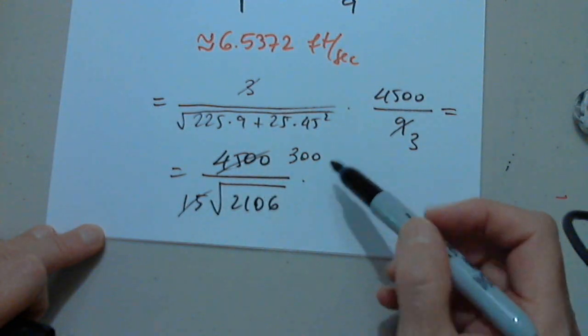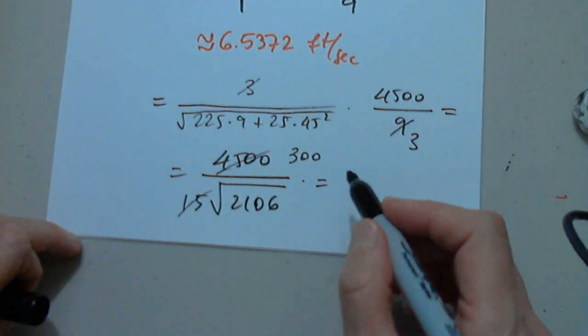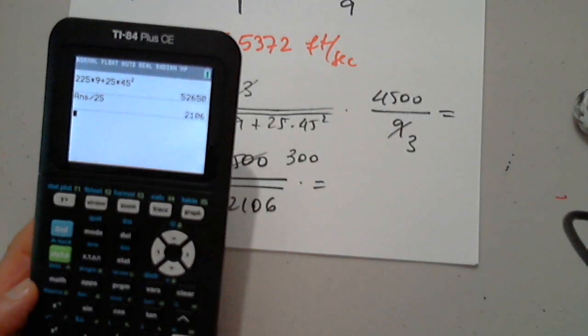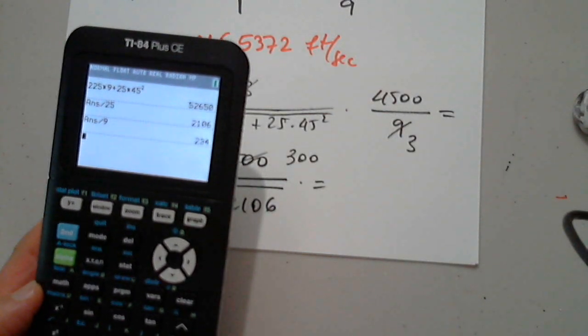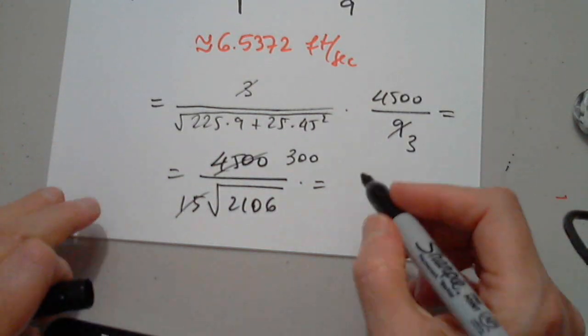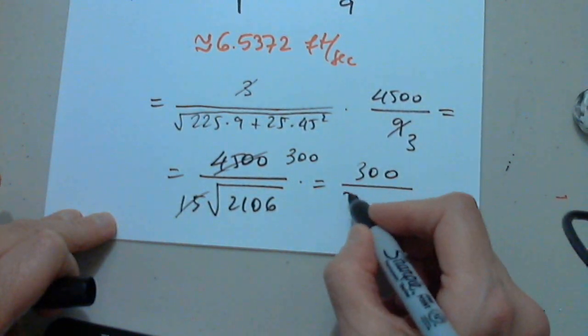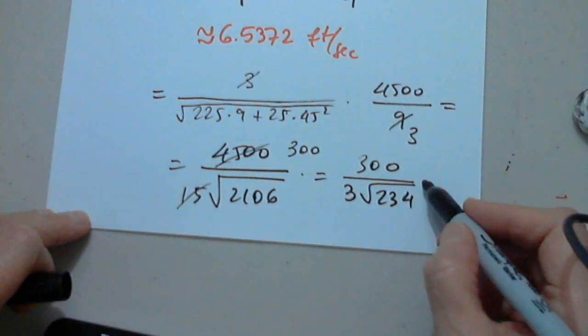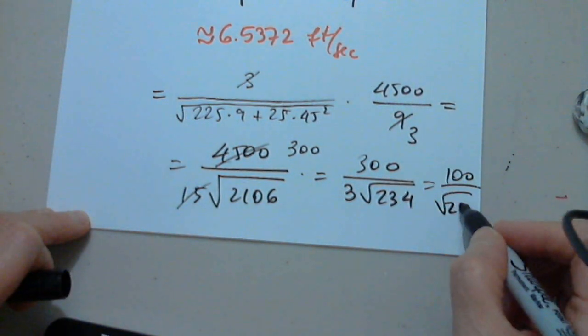15, 30, 45, yes. Okay, so I'm not sure what else I can take out of 2106. Is it divisible by 9? Oh, look at that. It's divisible by 9 as well. So this is 3, the square root of 234. So this is 100 over the square root of 234.